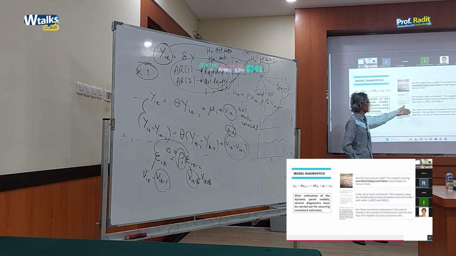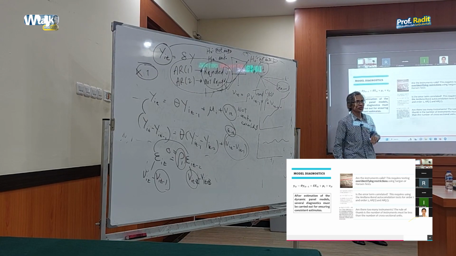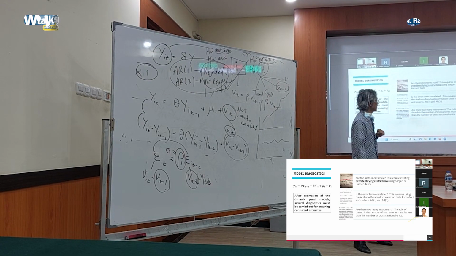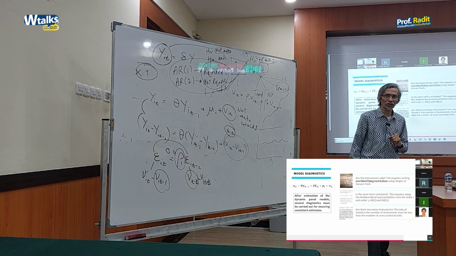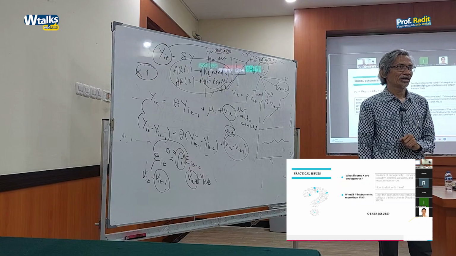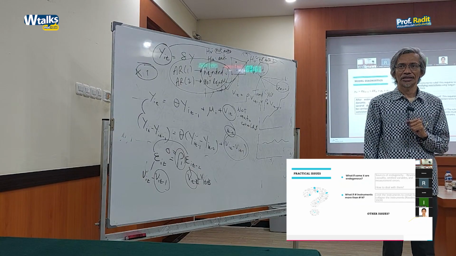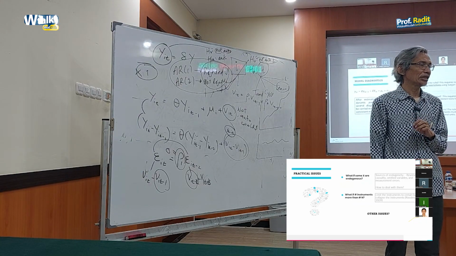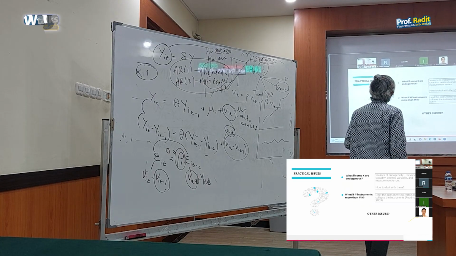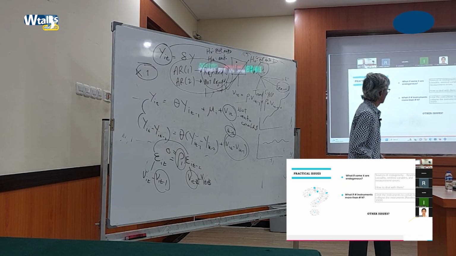And the next one you have to test: are there too many instruments? The rule of thumb, as I mentioned, is that the number of instruments must be less than the number of cross-sectional units. That is a really important part. You just need to test them. So the next one, the final one that I would like to discuss: what would happen?